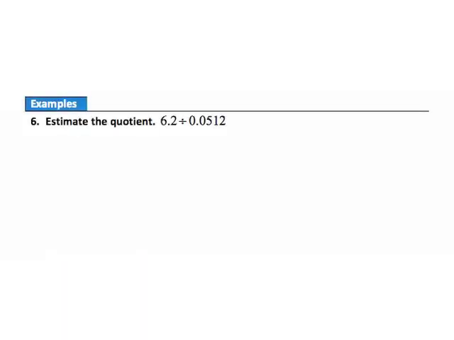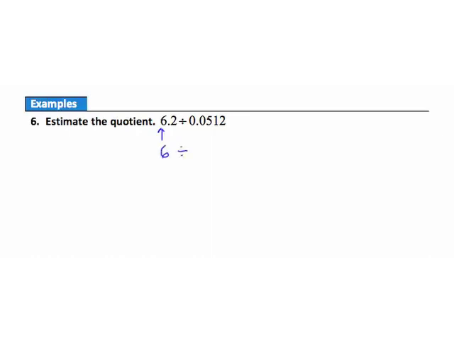Now let's take a look at an example that will help you understand how to estimate a quotient. Example 6. We're asked to estimate the quotient of these two decimal numbers. First thing I'm going to want to do is round each of these numbers to their largest place value. Taking a look at 6.2, its largest place value is 6. The 2 is going to tell us to keep that 6 the same. So when I estimate that number, I'll get 6.